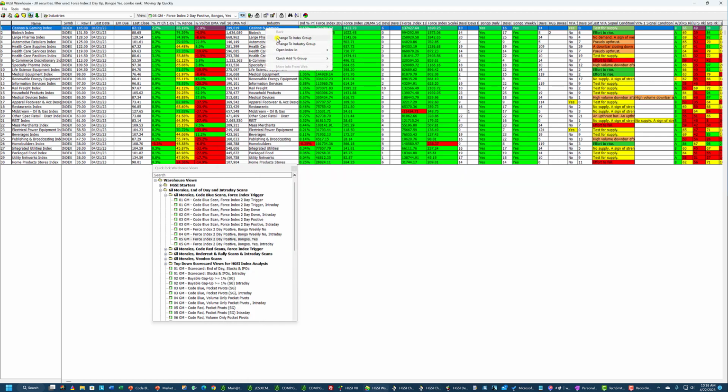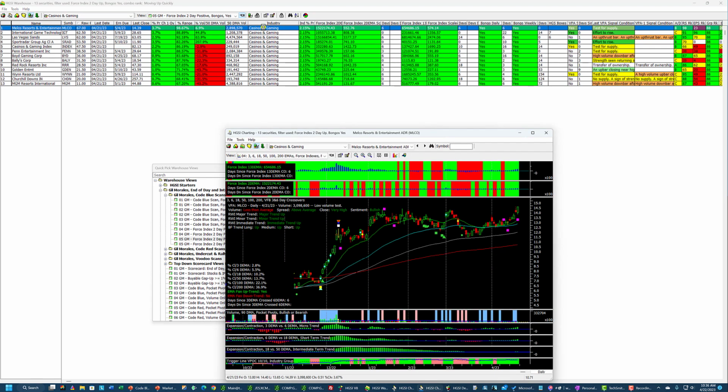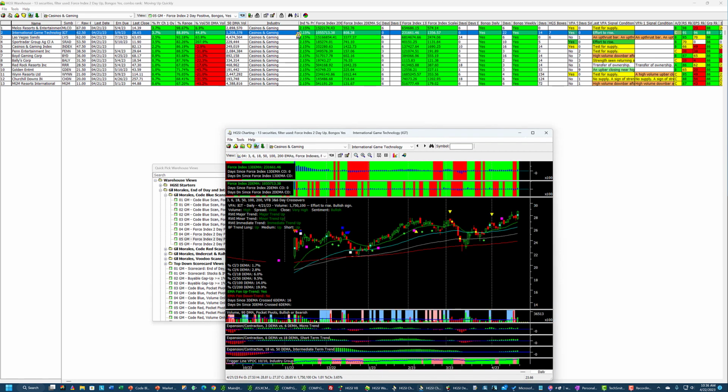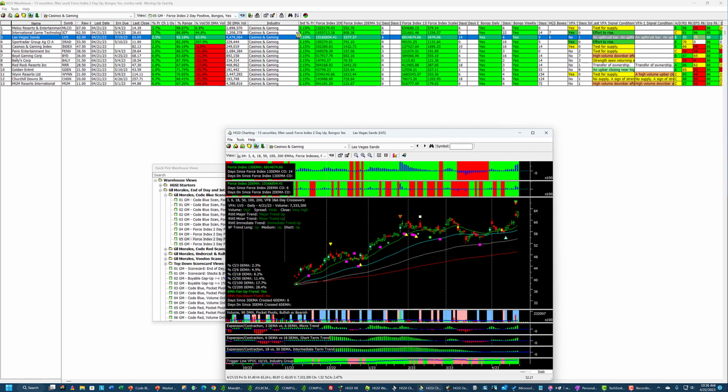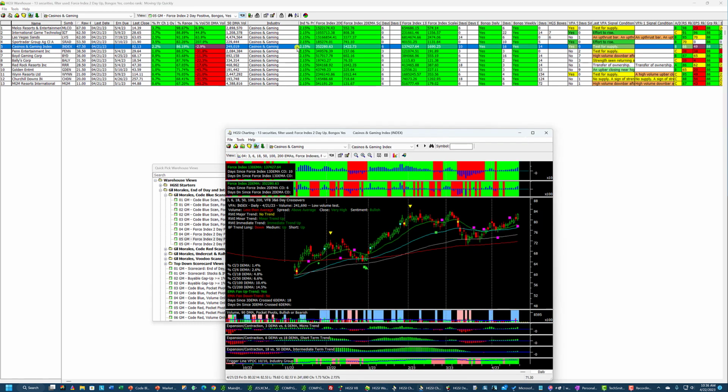Let's take it one step further, and I'm going to close this out. I'm going to go to casino and gaming. I'll change to the index group. All of these stocks have a positive Force Index, 2 and 13, and Bongo daily, yes, and weekly, yes. And you can see the number of days since the crossovers. So let's just bring some of these up. And you can see that most of these are pretty strong looking charts.